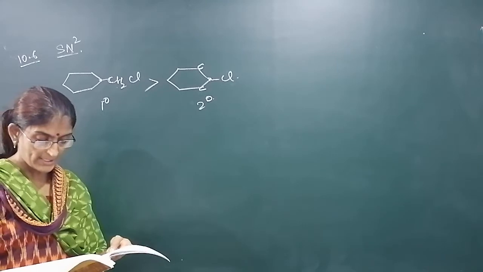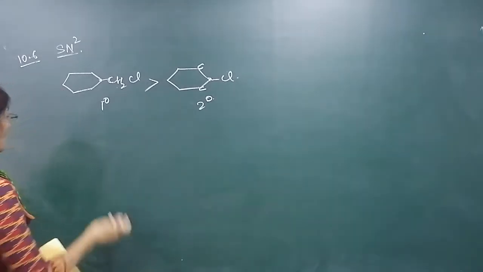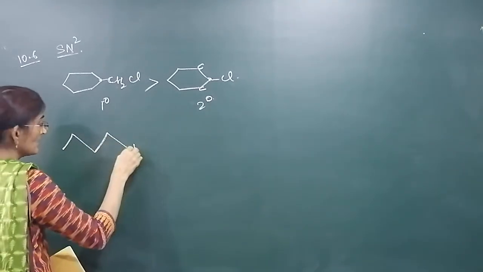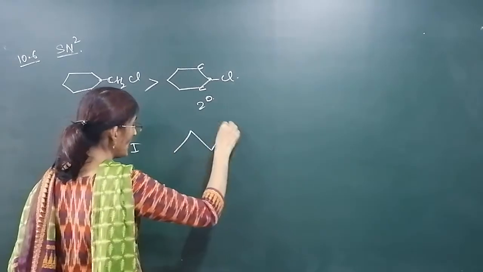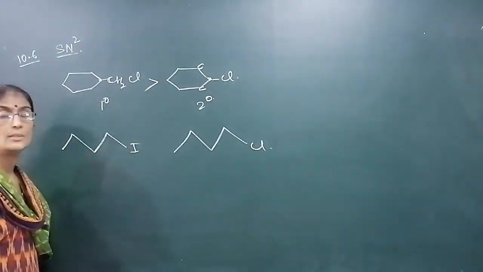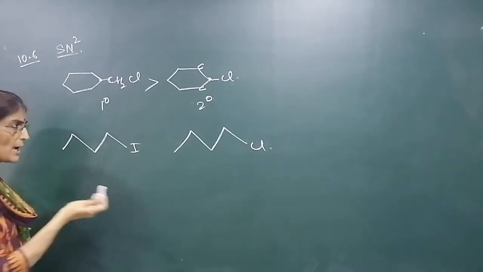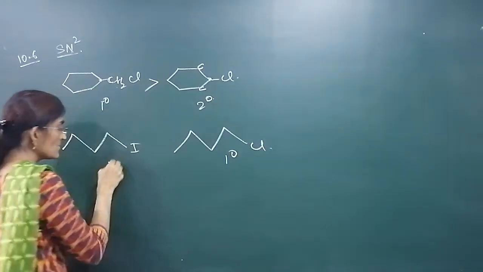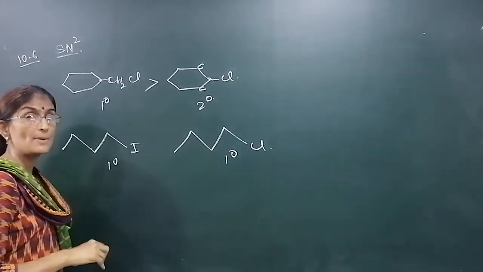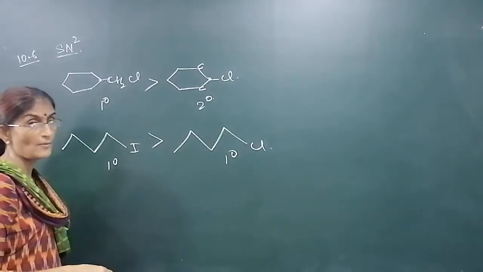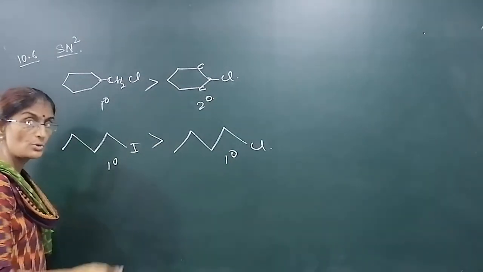Second example is given, that is an alkyl iodide like this, and second is a chloride. Before, I told you that iodine is a better leaving group. As both are primary, see this is also primary, this is also primary. I minus is a better leaving group, so it will undergo the reaction faster compared to Cl.